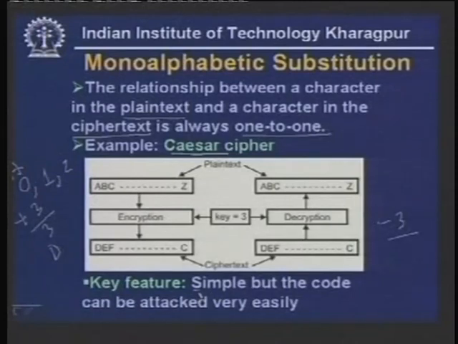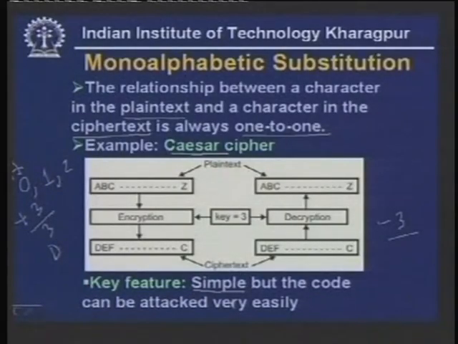Obviously, this is a very simple technique, but the code can be attacked very easily, because you know that from the linguistic point of view, each and every character appears with certain frequencies. So, frequency of appearance varies from character to character. For example, characters like E, T, O and A appear more frequently than other characters.